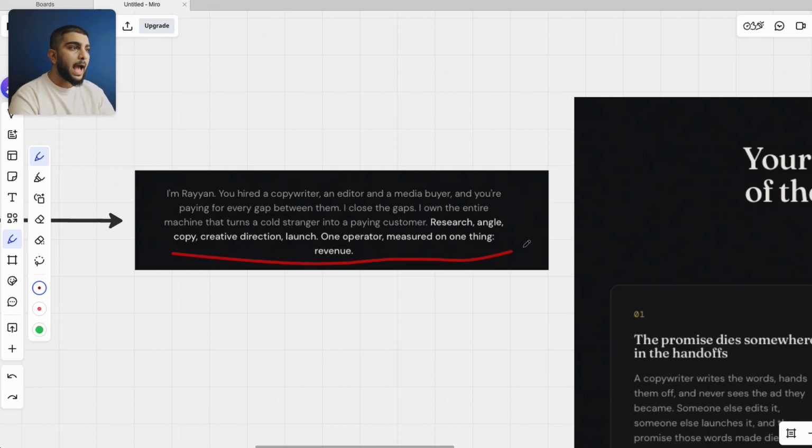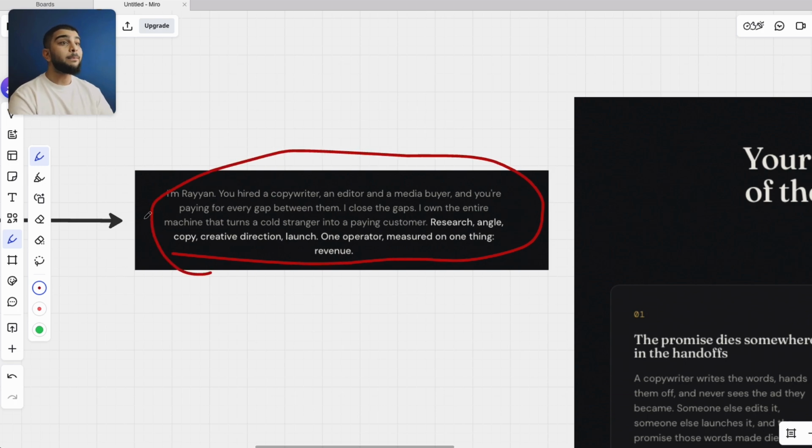This is showing that I basically do everything, and I'm calling out their pain point and what they need. For example, let's say a client I've had has had a copywriter and a different marketer. For me, I will do all of that for them, so they know they're in the right spot.